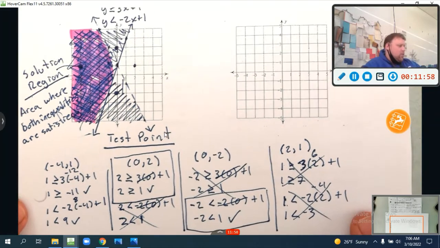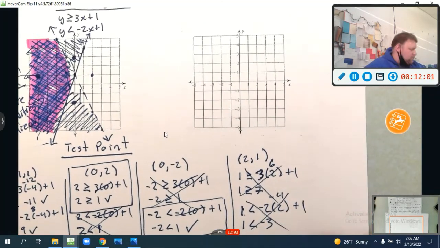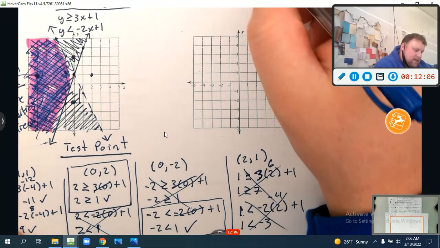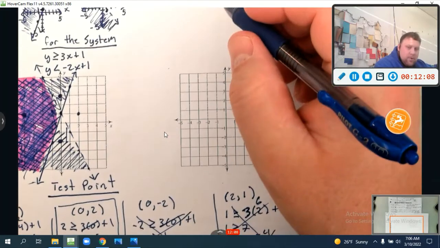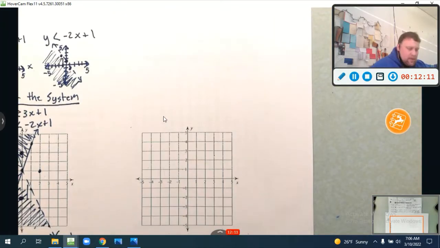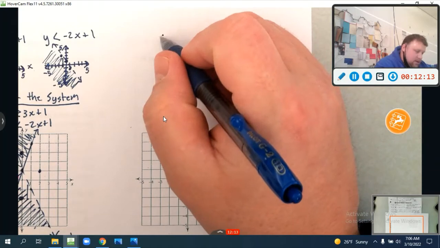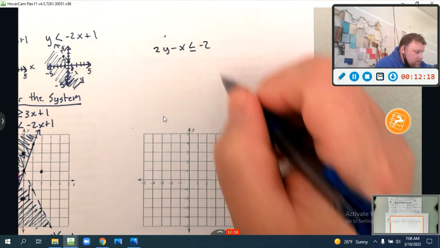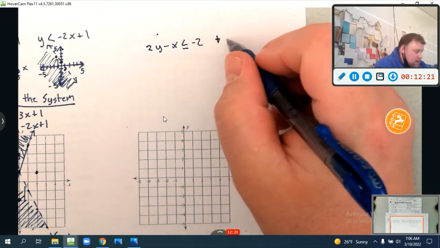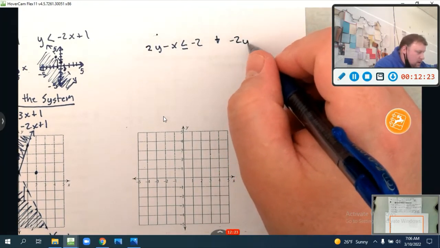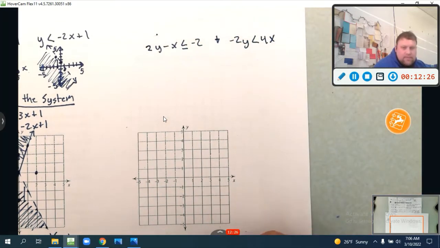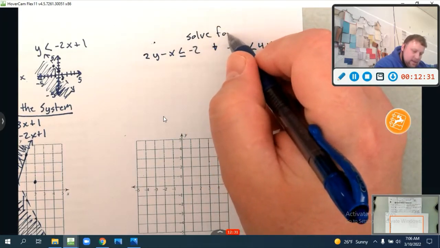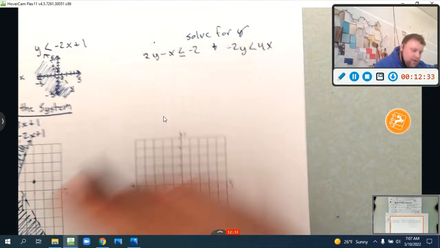Okay? One last little example before we go. So what happens when we're given equations that look like this? 2y minus x is less than or equal to -2, and -2y is less than 4x. Well, when you're given that, you gotta solve for y. So we're gonna do that.